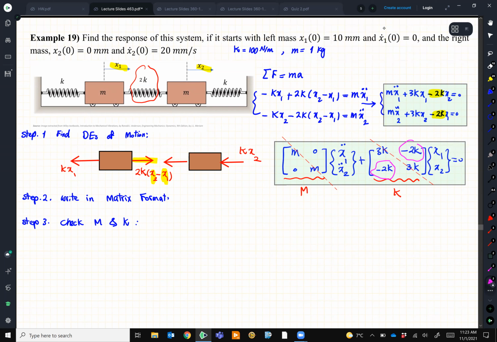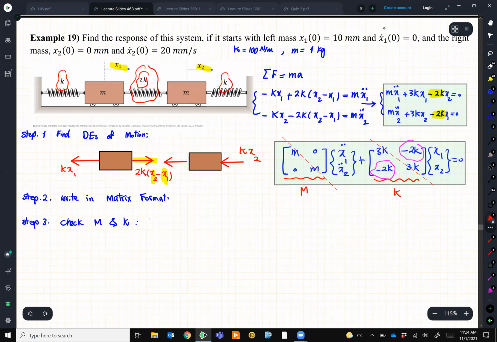Look at the diagonal. On the diagonal, the stiffness must be the sum of the stiffnesses attached to each variable. So to x1, I have K and I have 2K. The sum of them is 3K. To x2, I have 2K and K. The sum of them is 3K. So check, we are good.